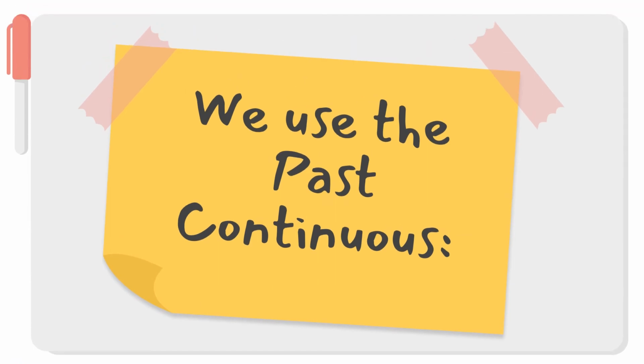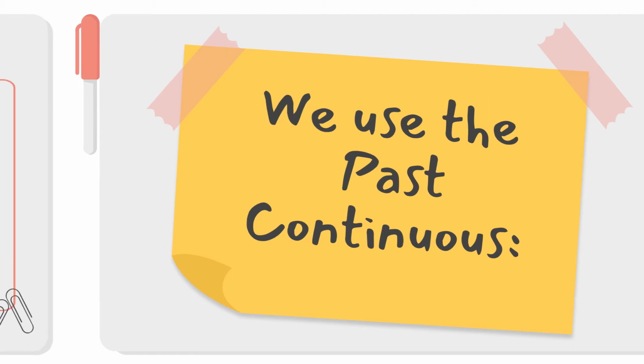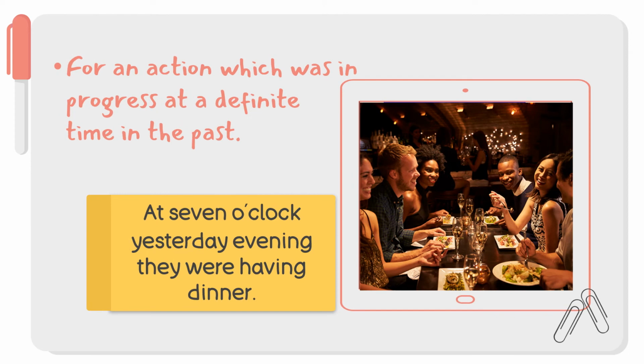Now let's check the uses of the past continuous. We use the past continuous for an action which was in progress at a definite time in the past. The action began before the specific point in time and might continue after that time. For example, at 7 o'clock yesterday evening, they were having dinner. Maybe they were having dinner at 6:30 and they finished dinner at 8.